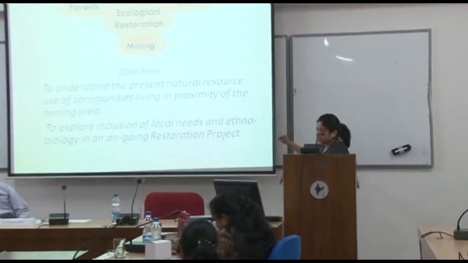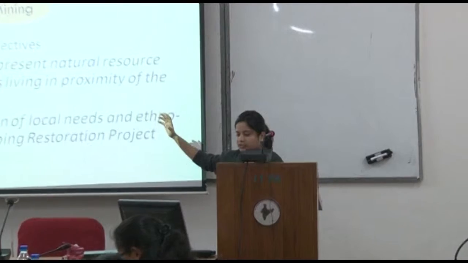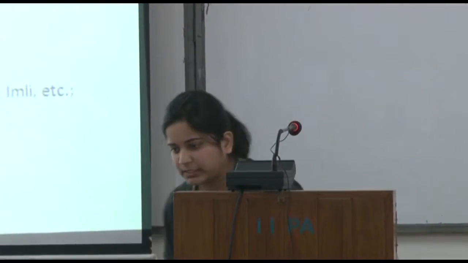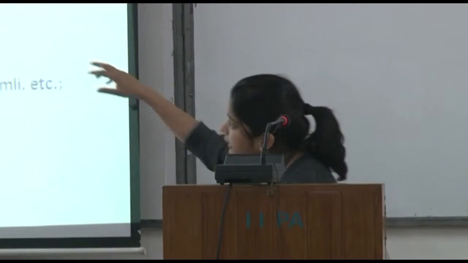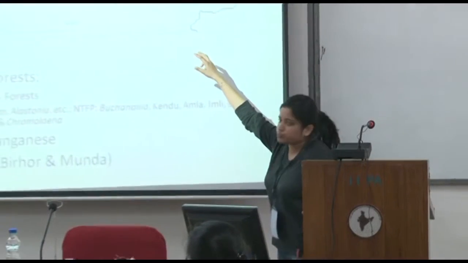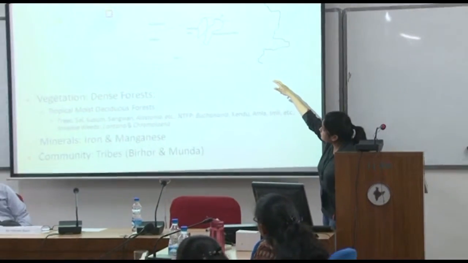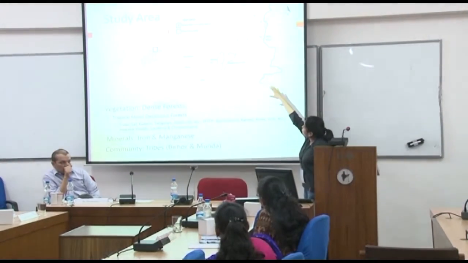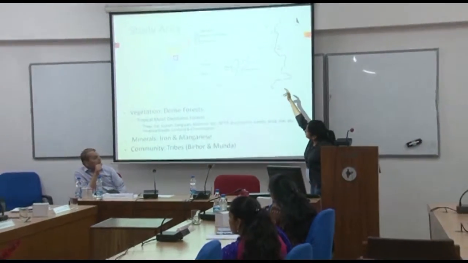So this community which is living in the proximity of the mining area and a restoration project is situated in the border areas of Jharkhand and Odisha. So the mining site and the restoration plot, which both belong to SAIL, are in Odisha, whereas the village where I conducted my study, these are the 7 colonies within the village, is in Jharkhand.